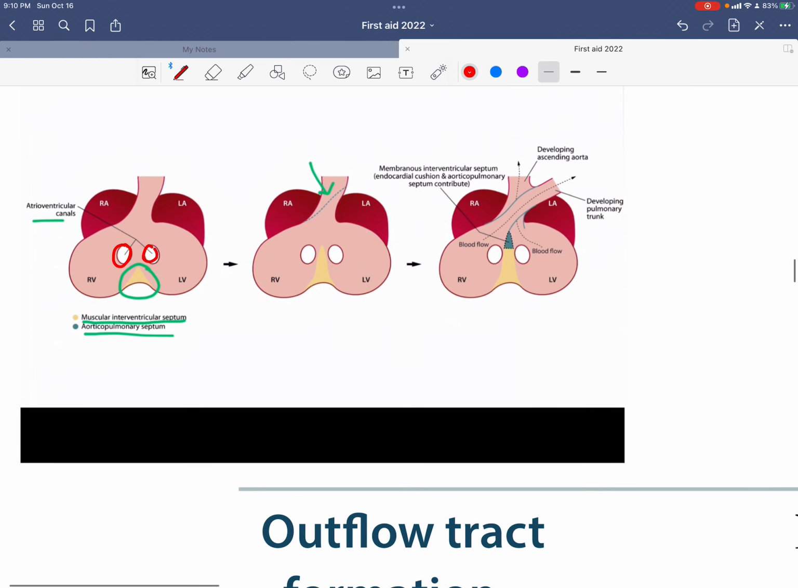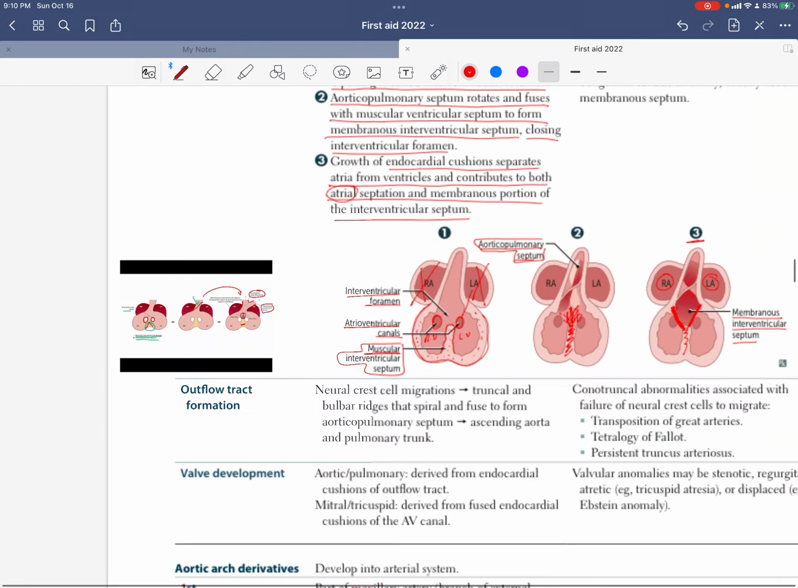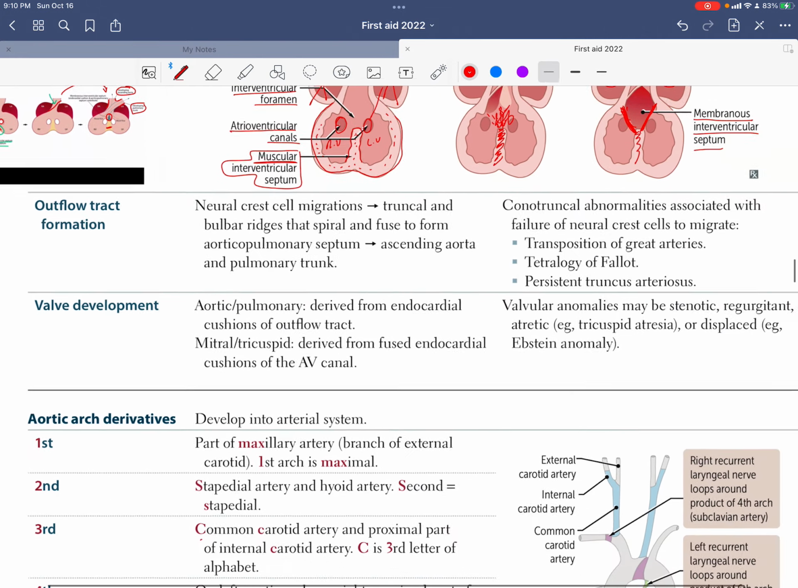This is a better image, I guess. These are the interventricular canals, and the yellow thing is the growing interventricular septum, and we have the membranous interventricular septum over here. It's attached to the muscular part, and the rotation of the aorticopulmonary septum over here ends up as two separate ducts. One is the developing ascending aorta, and the other is the developing pulmonary tract.